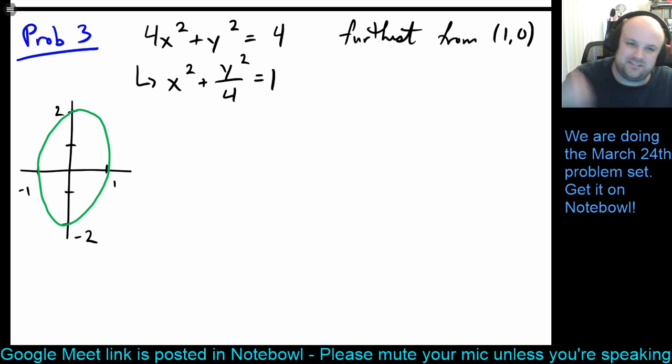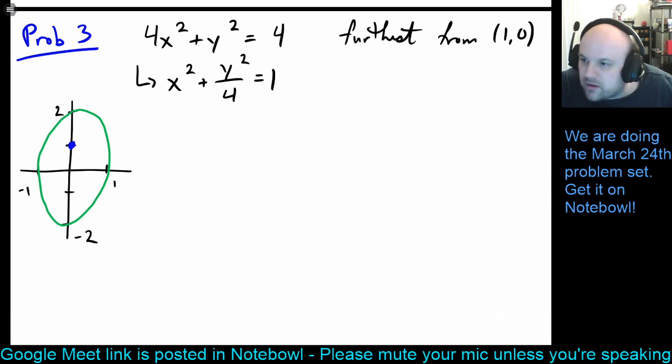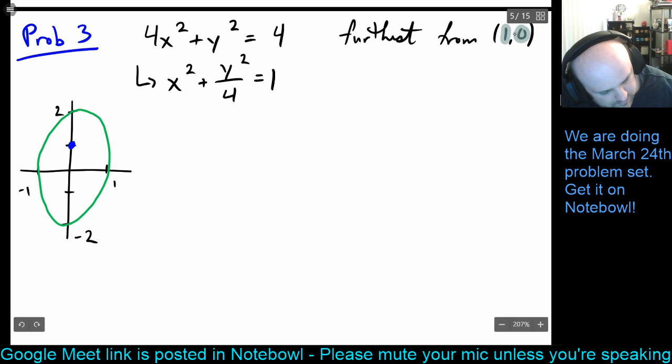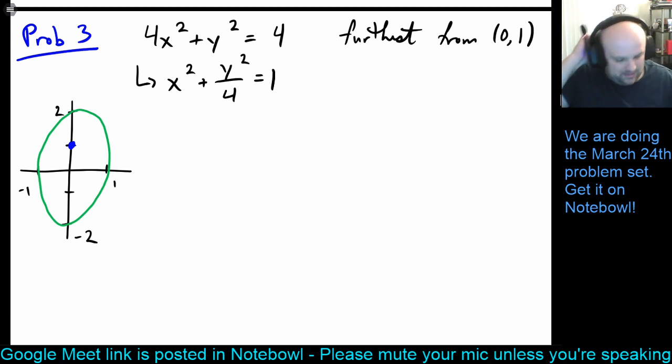Hopefully that looks about right. Right, and then we're looking, okay, here's the point. Oh, I wrote this backwards. This should be 0, 1. Sorry, so that's a typo in the problem sheet there. That shouldn't say 1, 0. That should say 0, 1. I mean, we could do 1, 0 as well.